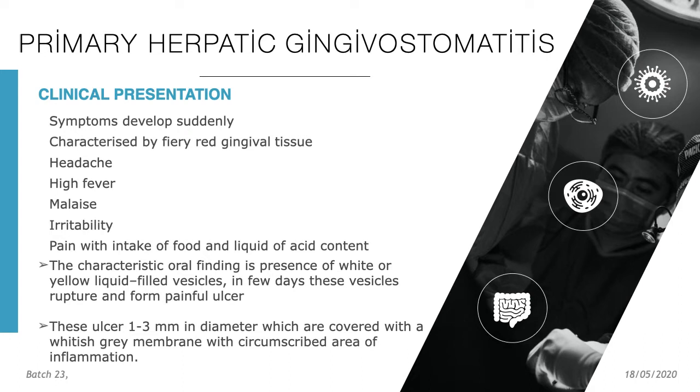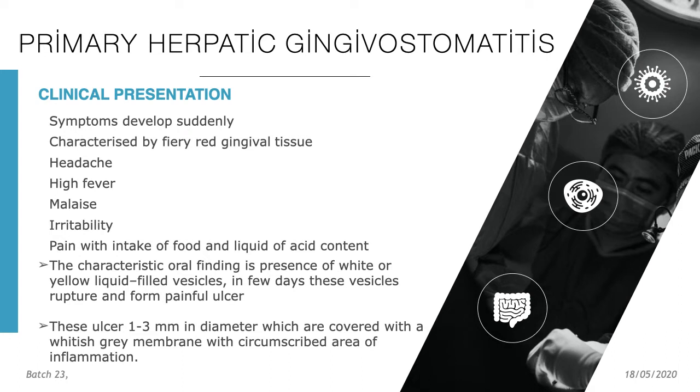The primary herpetic gingivostomatitis clinical presentation: there will be symptoms which develop suddenly, characterized by red gingival tissue, headache, fever, malaise, irritability, and pain while taking food, especially food containing acid contents.